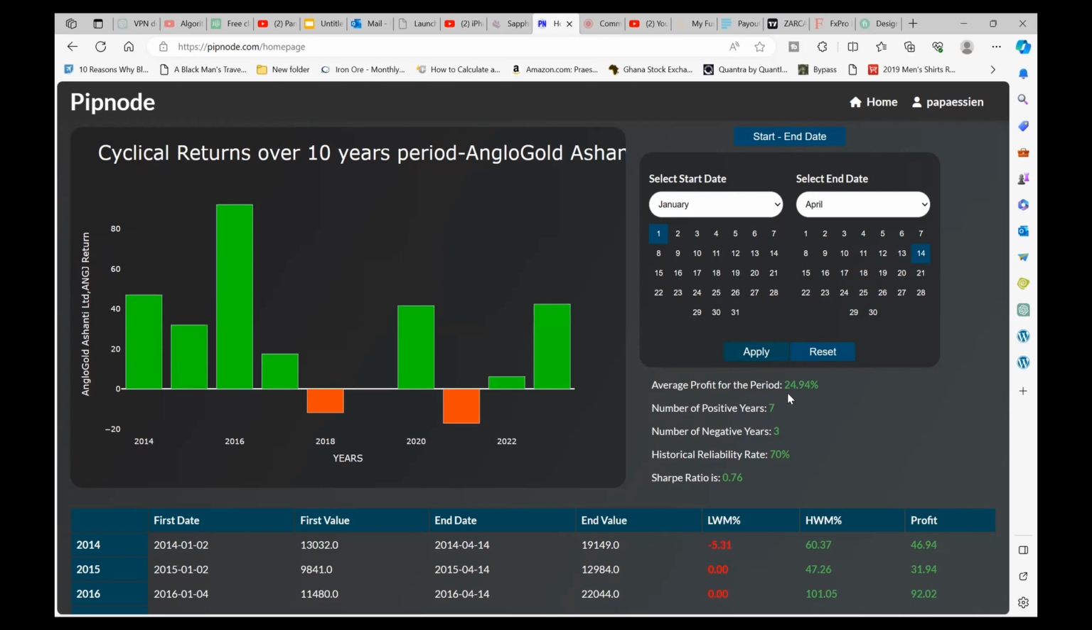Okay, so there we go. So for just investing for even less than 4 months, we are making 24.94%. Whereas investing for the whole year, we're making just 6%. So this is the power of cyclical investing.